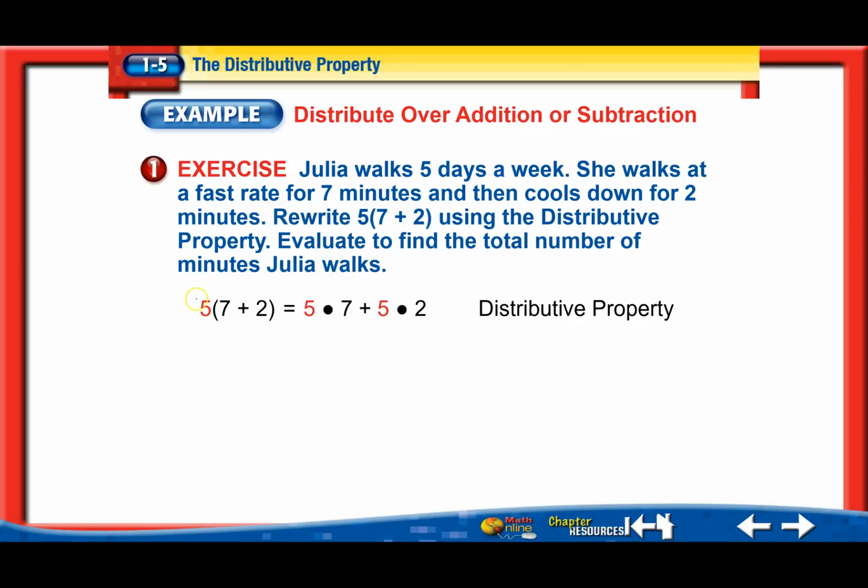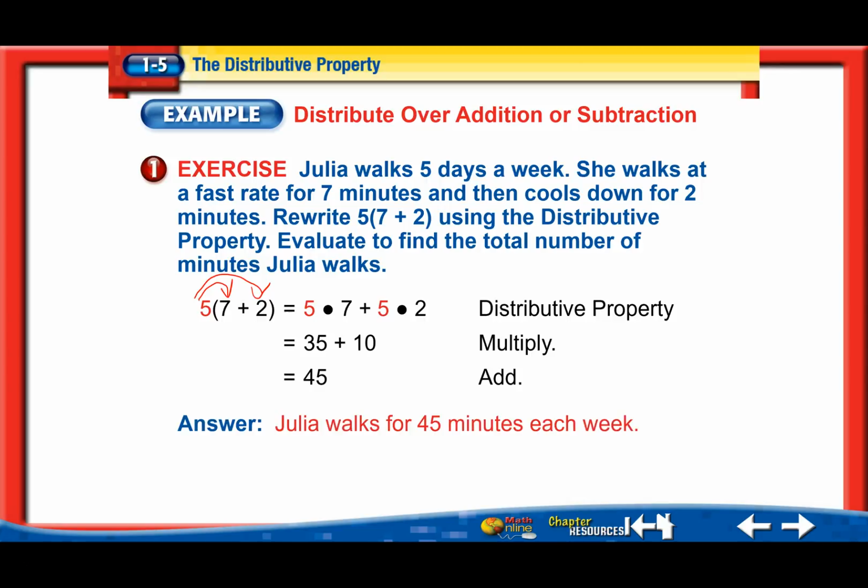So we distribute out 5 times 7, 5 times 2. We then multiply those out. 5 times 7 is 35. 5 times 2 is 10. And then you add those together would be 45. So we can say she walks for 45 minutes each week.